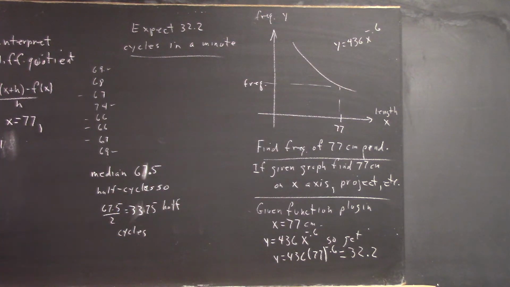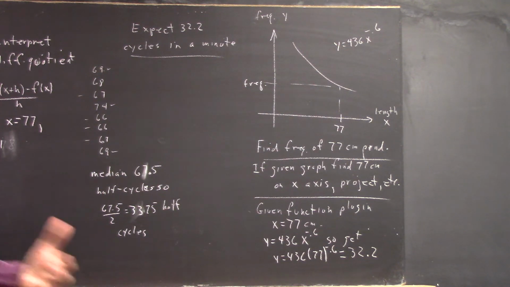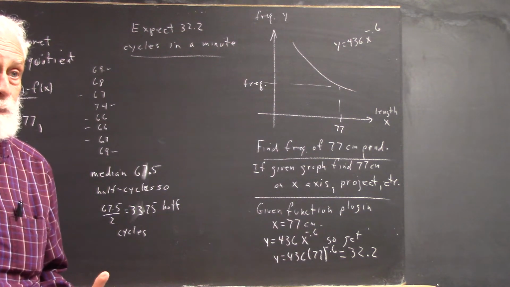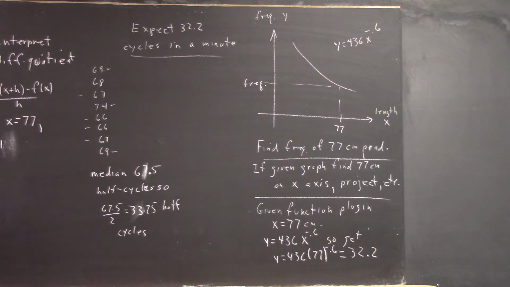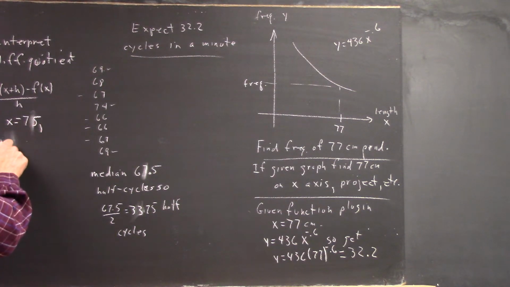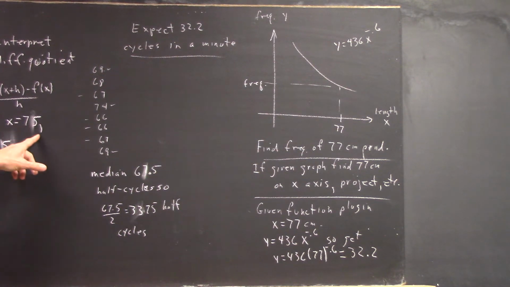Okay? Well, what I want to do now to address the question of how much change you would expect, okay? I'm going to estimate the difference quotient for x equals 75 and h equals 5. Okay? Now, the difference quotient is f of x plus h minus f of x over h, right? And x is 75 and h is 5, right?